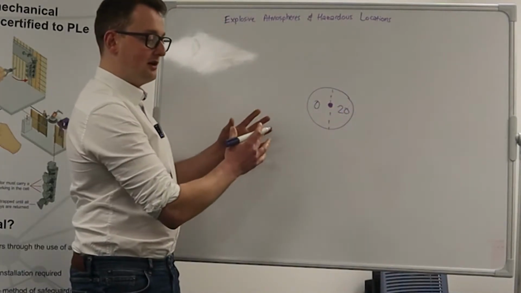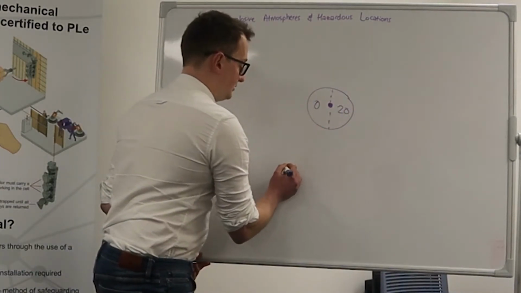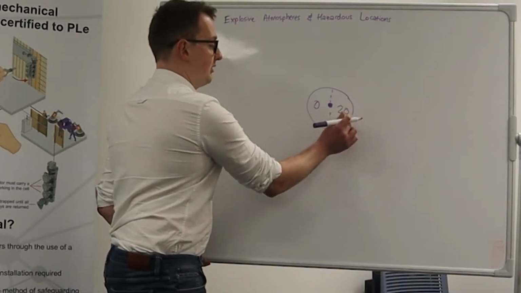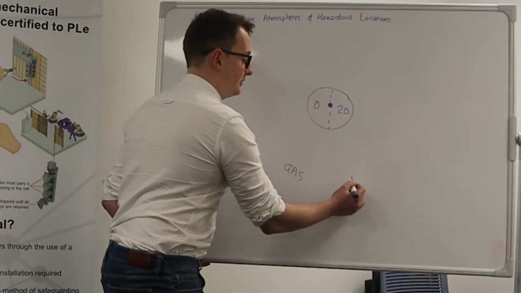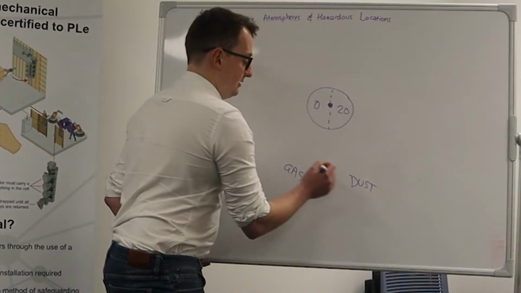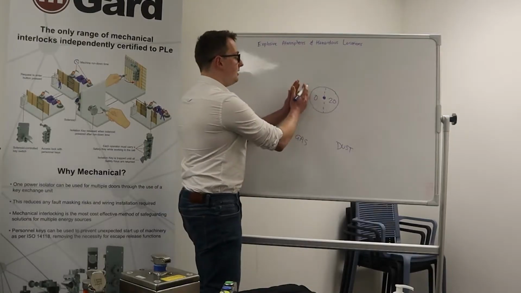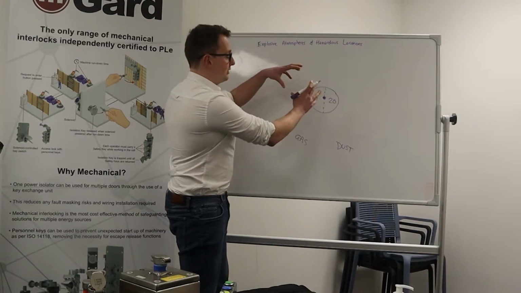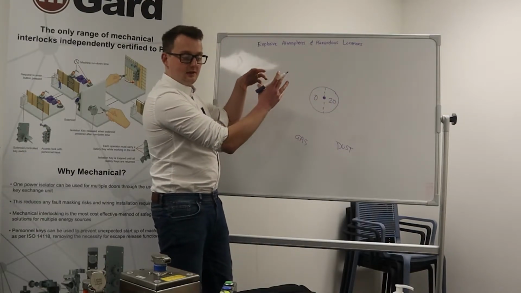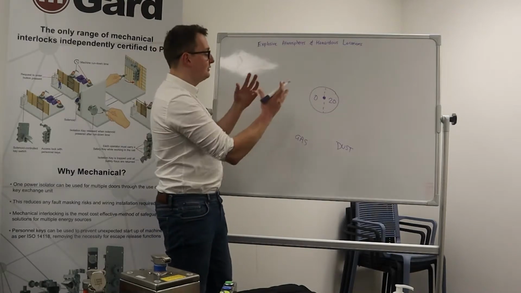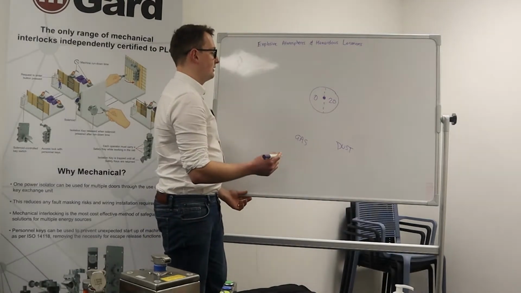And when we talk about zones, the left side, where it's one digit, we're talking about gases, and the right side, where it's 2 digits, we're talking about dust. So that's explosive gases and hazardous or combustible dust. This is where the byproduct of that process is going to make that element continuously present during the process.